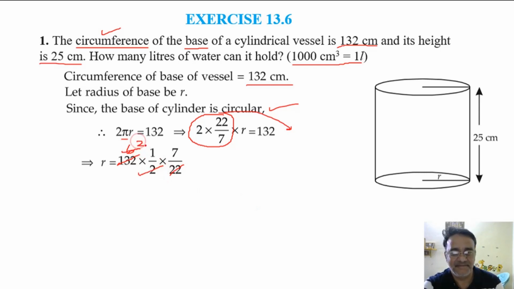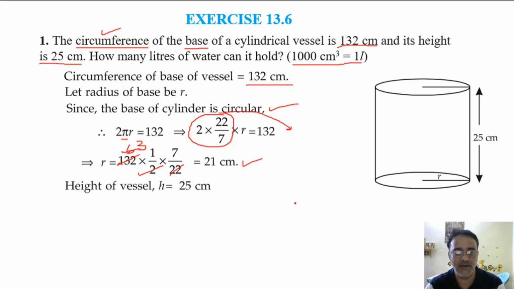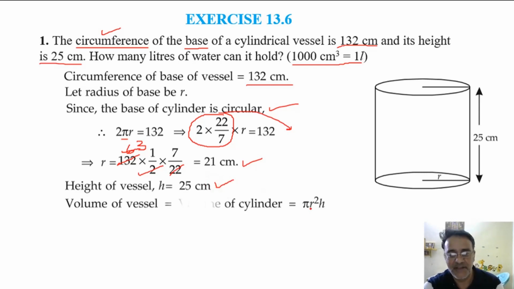42 by 2, 21. 21 centimeter. Right, now we are going to find the volume of the cylindrical vessel. What is the formula? Pi r square h. Very good. And the height of the vessel is given, 25 centimeter. So volume of vessel is equal to volume of cylinder because it is a cylindrical shape, pi r square h.